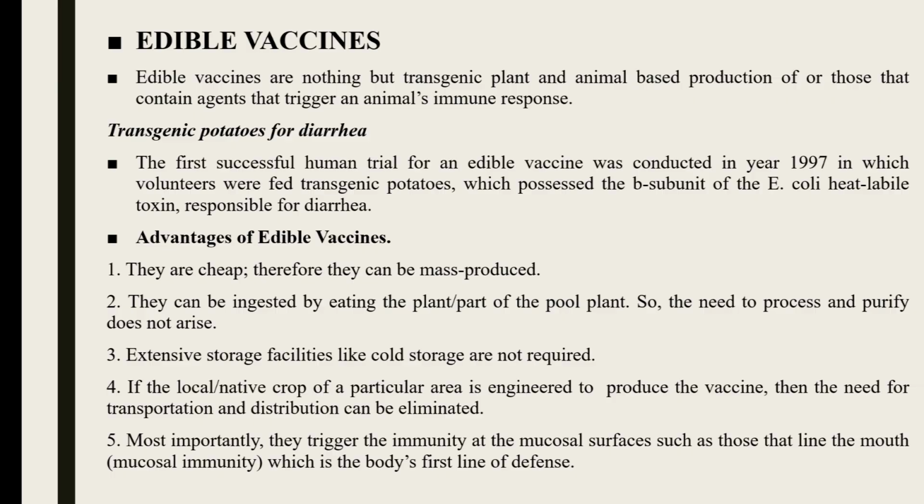Extensive storage facilities like cold storage are not required, unlike for other drugs. If the local native crop of a particular area is engineered to produce the vaccine, then the need for transportation and distribution can be eliminated. Most importantly, they trigger immunity at the mucosal surfaces such as those that line the mouth, mucosal immunity, which is the body's first line of defense.